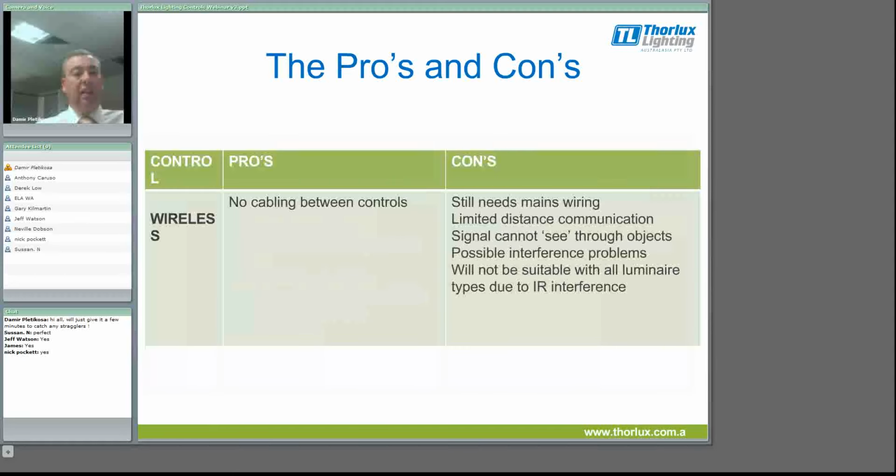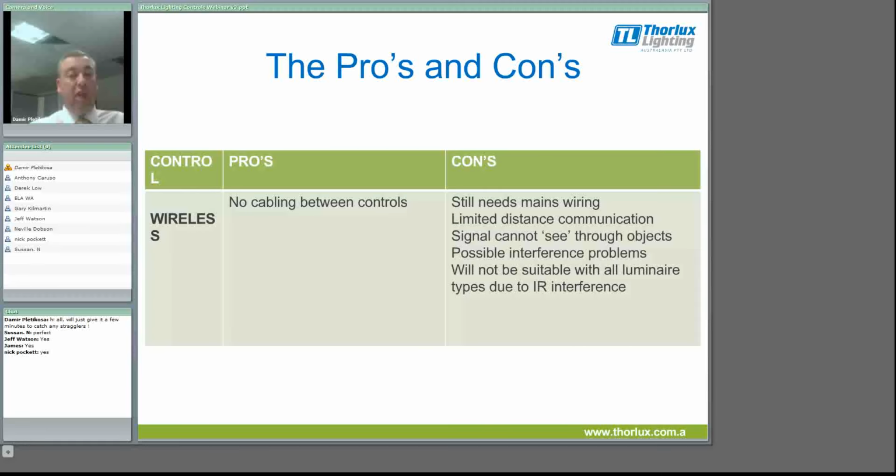And lastly, wireless. The big thing is obviously no cabling between controls, but on the downside at the moment, we still obviously need mains wiring. So if it's a new installation that we're putting together, if we've got to get the mains between the fittings, is that going to be a problem getting the controls cables between the fitting?